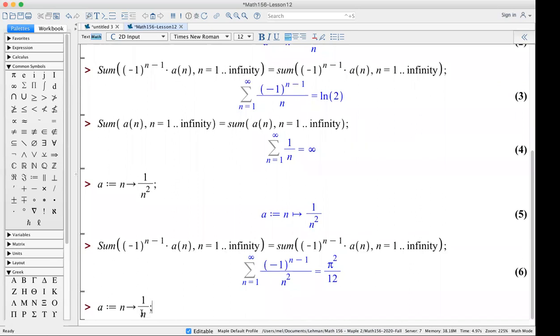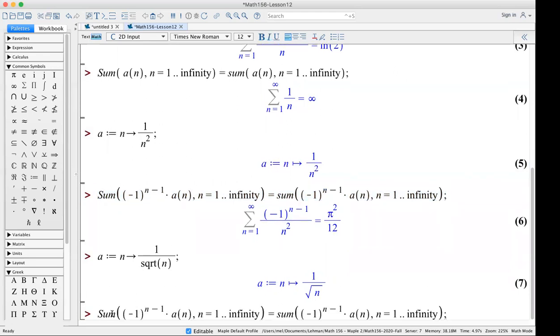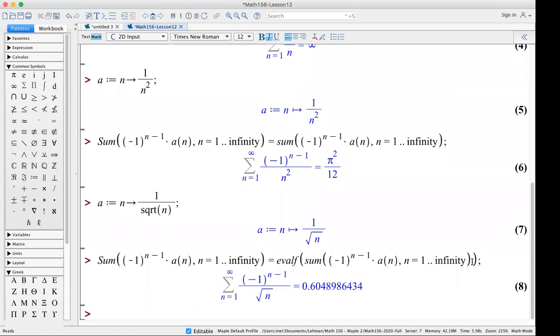Suppose I took a_n to be 1 over the square root of n. What is the sum of the alternating series? Ooh, this just means it's too complicated to write down. There's something called the polylogarithm, that's what this is, but there's no way for us to express it simply. But if I want to know what it is numerically, I could just evaluate this as a decimal, and this is 0.604.